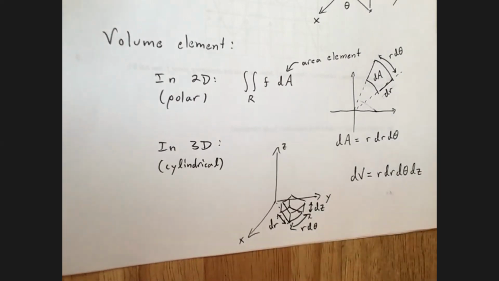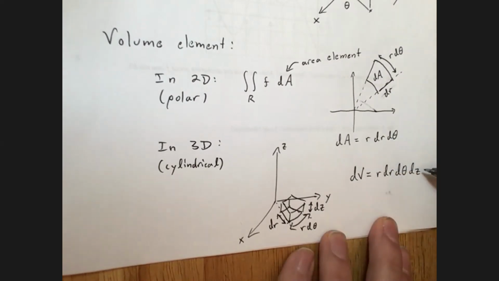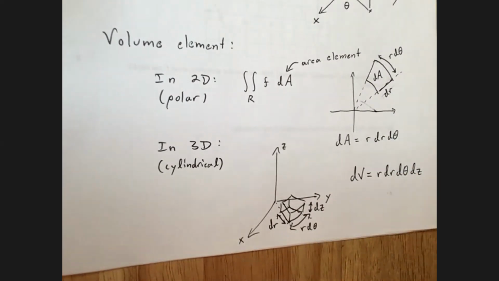So that is what we're going to use when we do integrals in cylindrical coordinates. It's a pretty straightforward extension of polar coordinates. We're just throwing the dz on the end. That's in effect all that ends up happening.